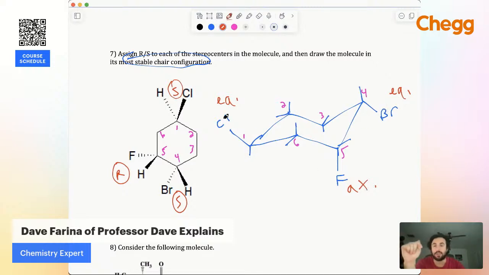And furthermore, bromine and chlorine are bigger than fluorine. So there's actually a higher energetic premium on having the larger halogens be equatorial because they've got a larger electron cloud. So there's going to be more repulsion. So this is the best chair conformation for that molecule.